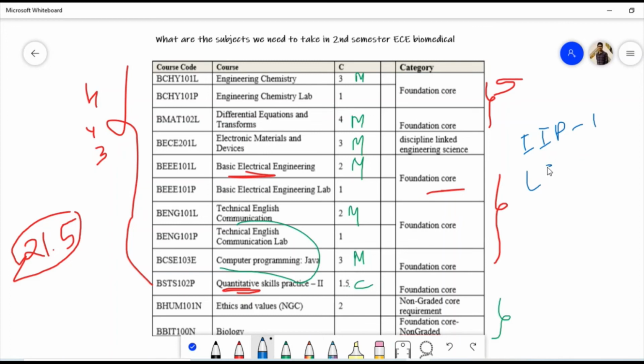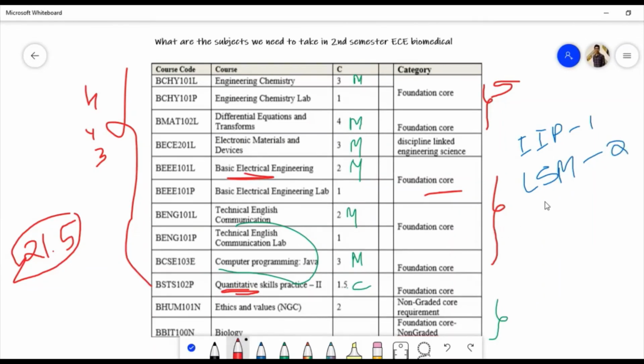Then LSM, Lean Startup Management, LSM, 2 credits. If they're offering LSM, please take LSM also, because there is no FAT, only textual assignments. Easily you will get an S grade in this subject if they're offering it, if the subject is available in the second semester.